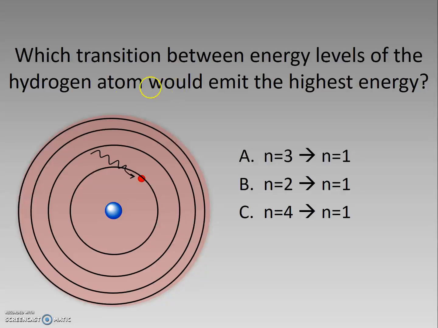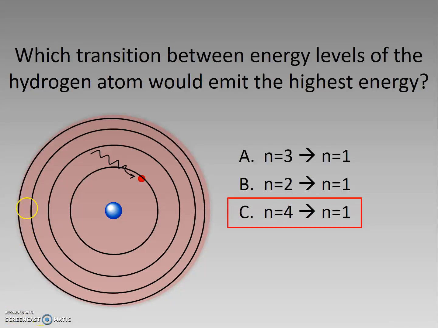So we've got three possibilities. We could drop from 3 to 1, we could drop from 2 to 1, or we could drop from 4 to 1. Which one of these would involve the highest energy? Take a minute to think about it, and then pause. I'll wait, and we'll see if you got the right answer.